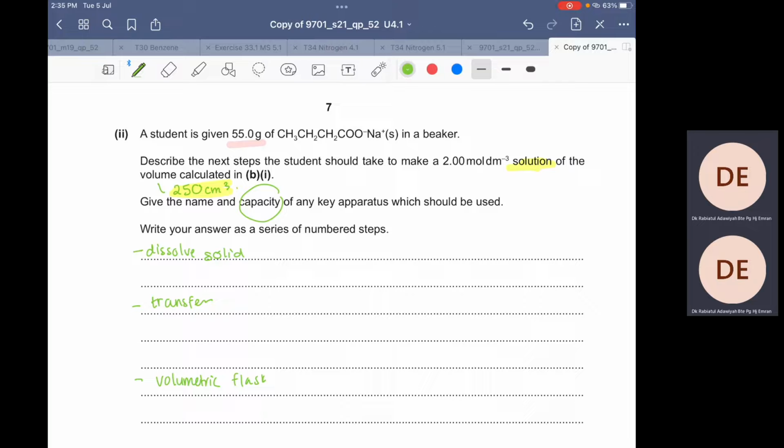Okay, first, to make the solution, I need to dissolve the solid. Right, dissolve solid.